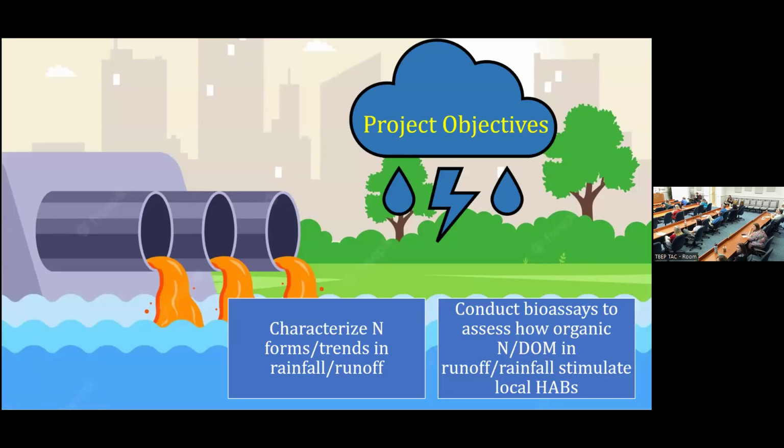There were several project objectives, but the ones that I really hammered into for my PhD were characterizing the nitrogen forms and trends in rainfall and urban stormwater runoff entering Tampa Bay. I also wanted to conduct bioassays with Karenia brevis and Pyrodinium bahamense to assess how organic nitrogen, as well as dissolved organic matter, or DON, originating from runoff and rainfall stimulates these local HABs.